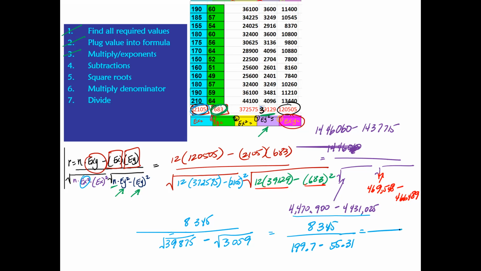and so if I take the 199.7 minus 55.31, that gives me 144.39 with the 8,345 on top. And altogether, you have 57.79. And that is your answer.